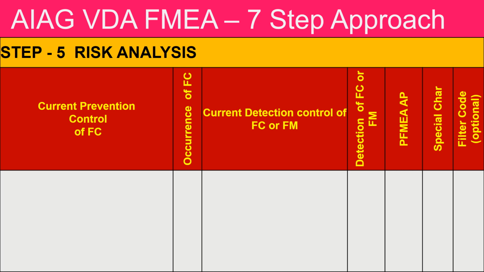Now, another key change is that from RPN we have now moved on to action priority number. So the resultant of the severity, occurrence and detection will give you a new score, which is action priority score, which you can get through the new table defined in the handbook. You have to allocate the score over here, and then you have to identify whether it is a special characteristic, and filter code you have to mention, which is an optional thing.